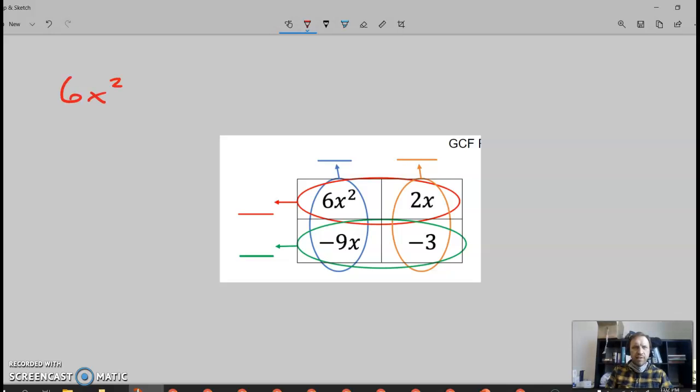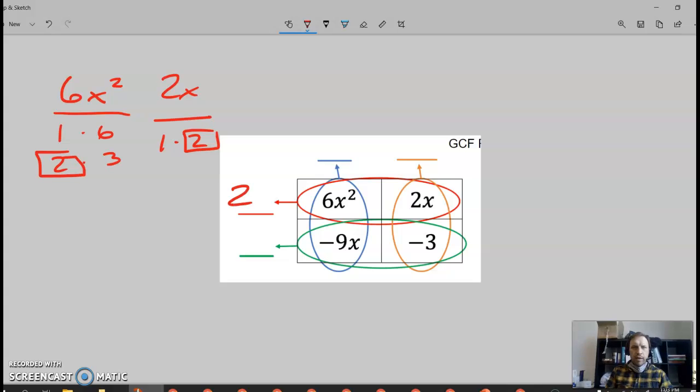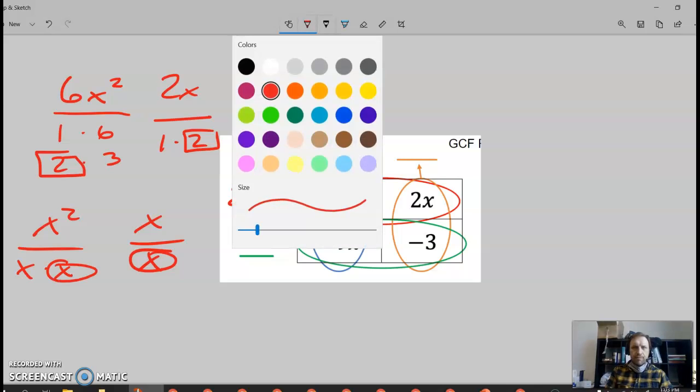We have these numbers 6x squared and 2x. So what's the greatest common factor? Well, I can find it's either 1 and 6 or 2 times 3. Well, 2 is just 1 times 2. So you find the greatest common number that goes into both of them is 2. Then if I have x squared and x, right, this is x times x, and this is x, and so I can factor out 1x, and so my greatest common factor is 2x.